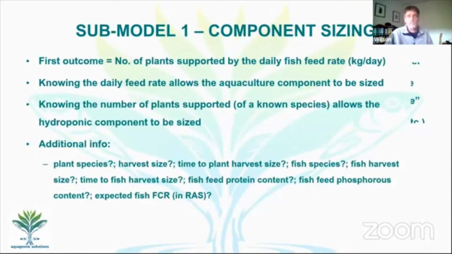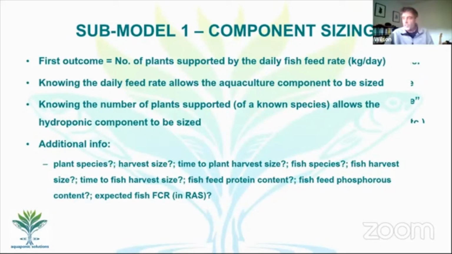So let's have a look at it in more detail. It's broken up into a number of submodels. The first submodel is the component sizing model. This lets you size the two major components of the system, the fish component and the plant component. You've got to know the daily feed rate. That allows you to size the aquaculture component, and then you know the number of plants supported, and that allows you to size the hydroponic component. This all comes from the information you input, which I'll show you in a minute so you understand. But it's a mathematical model. It goes into an algorithm and it spits out an answer for you.